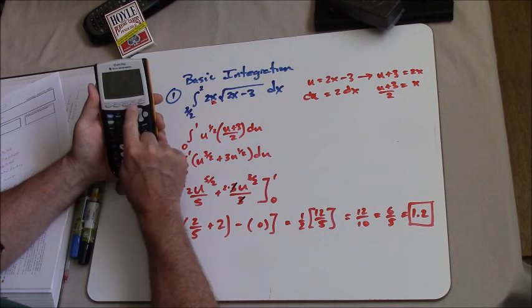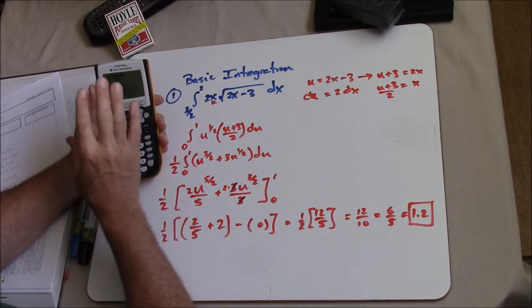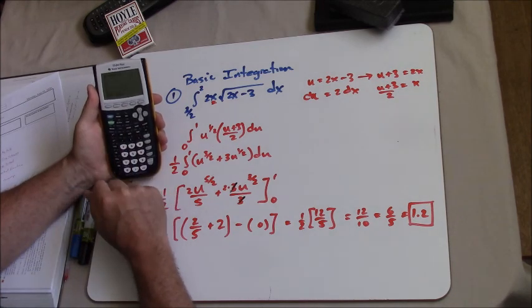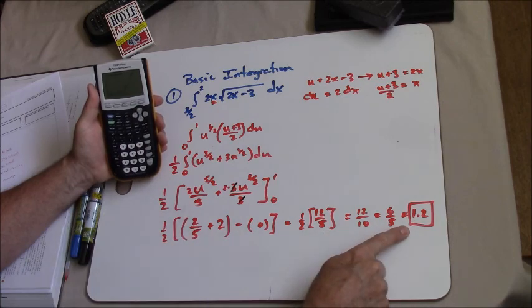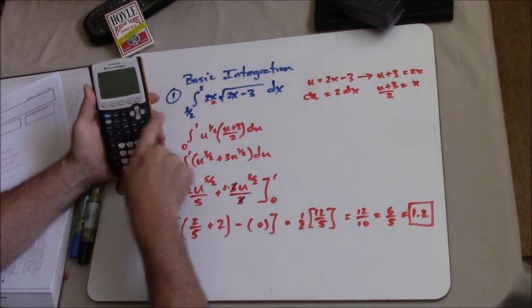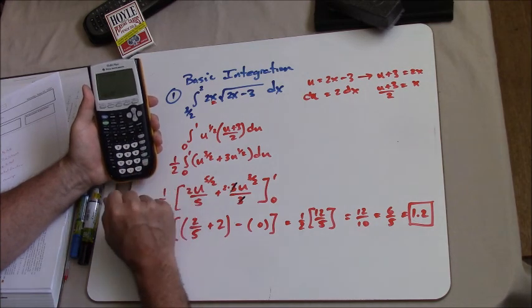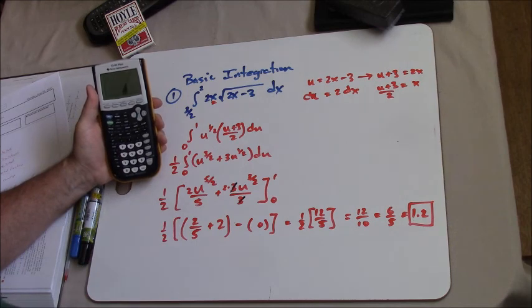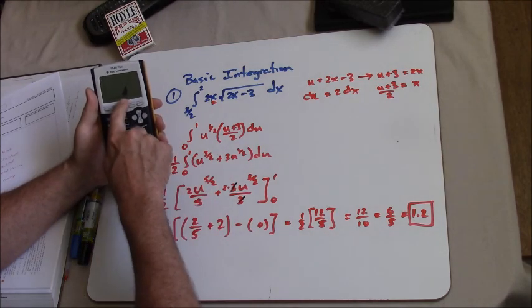So I'm going to go second calc. That's where you find your zeros and your maximums and minimums. What I'm going to do is option 7, which is the integral, meaning the area underneath the curve, and I'm expecting that for an answer. So my lower limit is 3/2, 3 divided by 2. My upper limit is 2. And there it is, I get 1.2000202. So I got a little extra on this one.